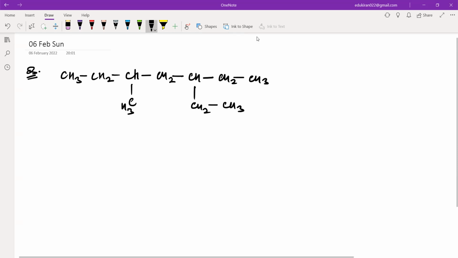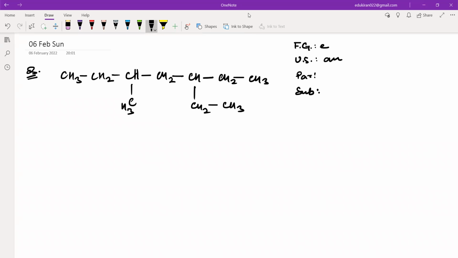You may try it. First of all, we know the functional group. We know the unsaturation. You will tell me the parent. The unsaturation is AN. What will be the parent? And then the substituent. Pentane is the parent. Sorry, hept. Seven. Hept is the parent. Substituent is 1, 2, 3, 3 dimethyl.